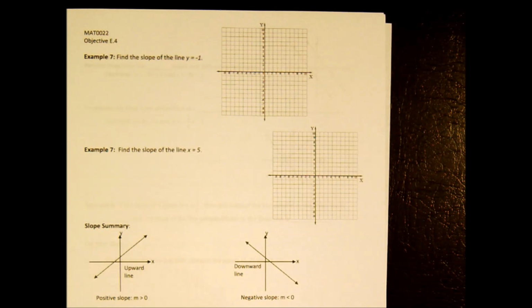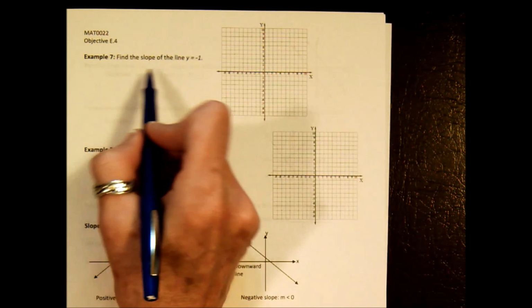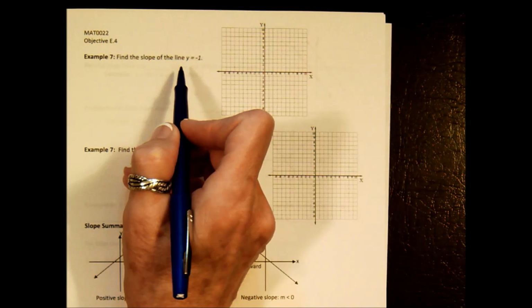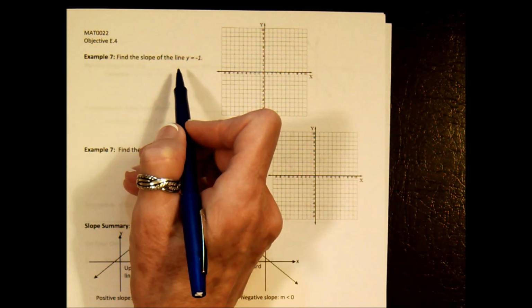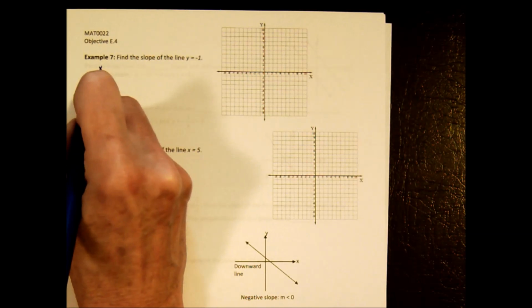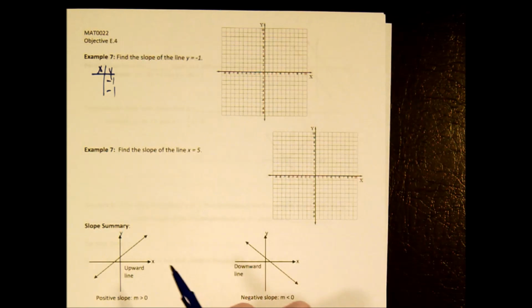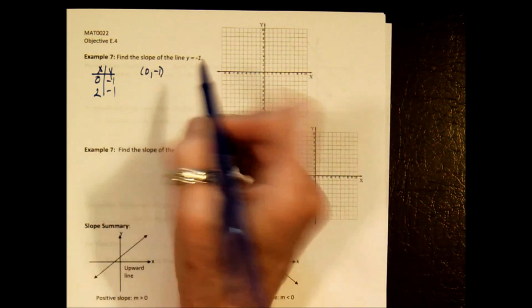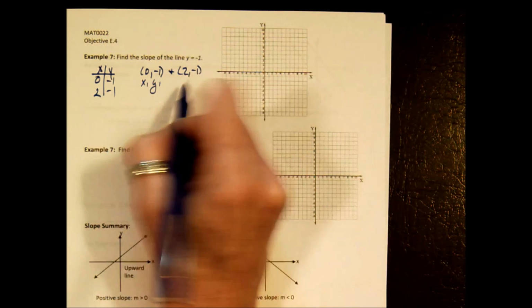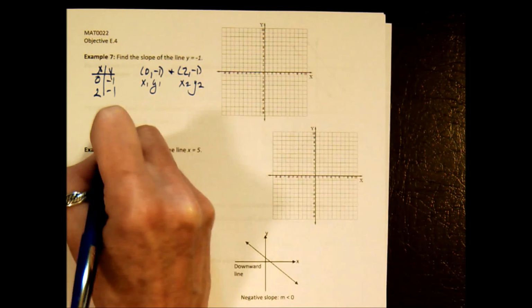So let's look at the slope of some horizontal and vertical lines, and then we'll stop and do the second video on this section. So it says find the slope of the line y = -1. Well, I'm going to show you the long way first, and then I'll show you a shortcut. To do slope, I need 2 points, and this tells me y has to be -1. So it's very simple. I pick whatever I want for x, and I now have 2 points, (0, -1) and (2, -1).